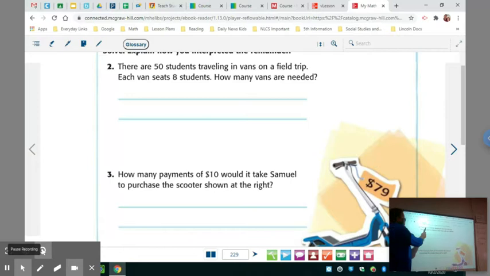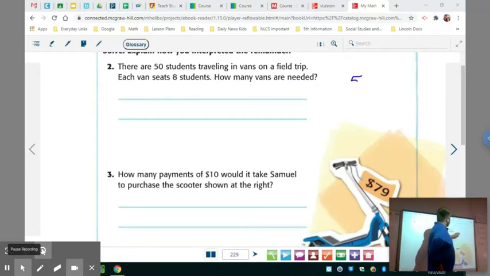There are 50 students traveling in vans on a field trip. Each van seats 8 students. How many vans are needed? Well, what's our problem here, Ethan? Sailor, what's our problem? So 50 divided by 8.